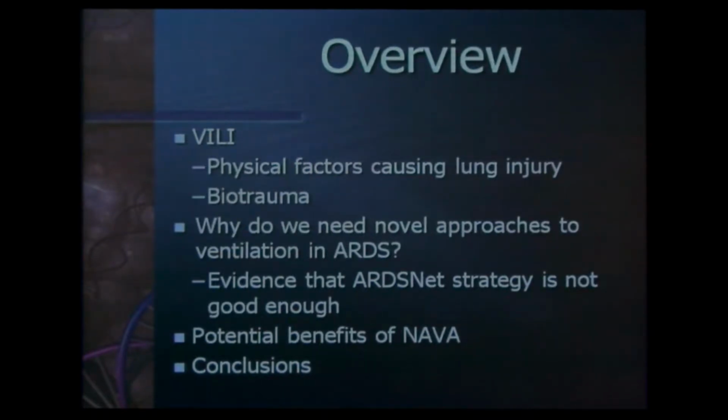So what I'm going to do is very briefly talk about the physical factors that can lead to ventilator-induced lung injury and biotrauma. Then ask, in a few slides, why do we need any new approaches? We have the ARDSnet study, which shows a decrease in mortality. Isn't that sufficient? And then talk about some of the potential benefits of NAVA and conclude.